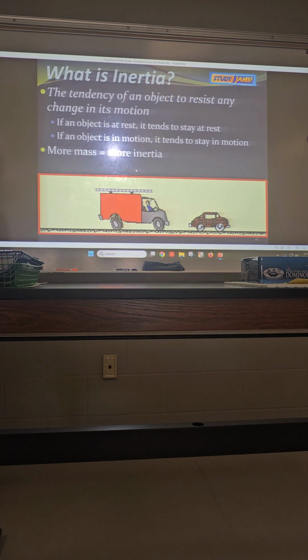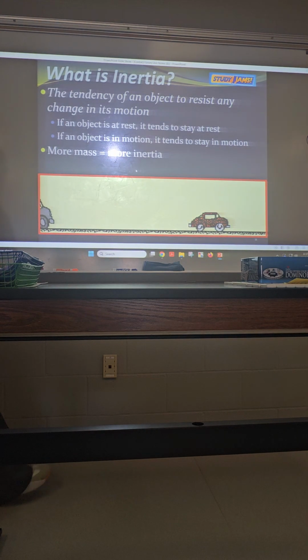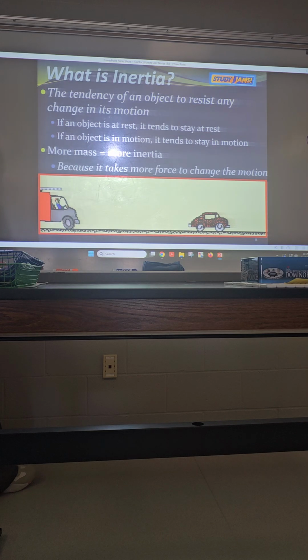Another thing with inertia is the more mass an object has, the more inertia it has. And it makes sense because it takes more force to make a change. It takes more force to get a heavy object moving, and it takes more force to stop a heavy object that is already moving.